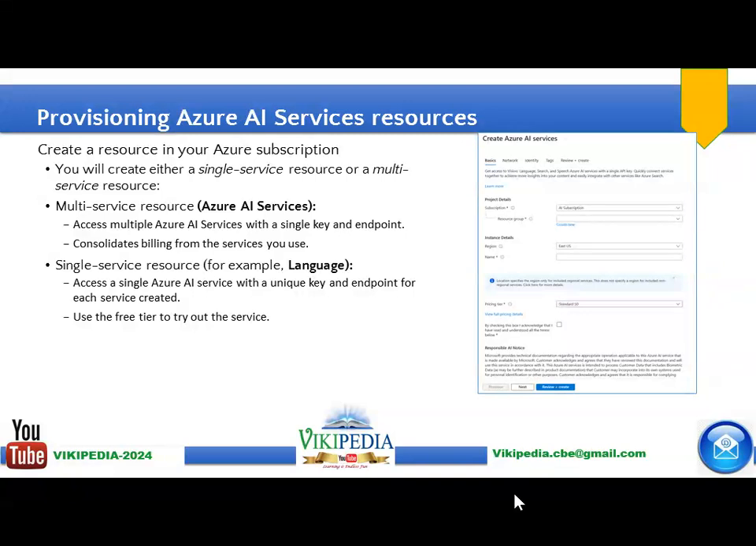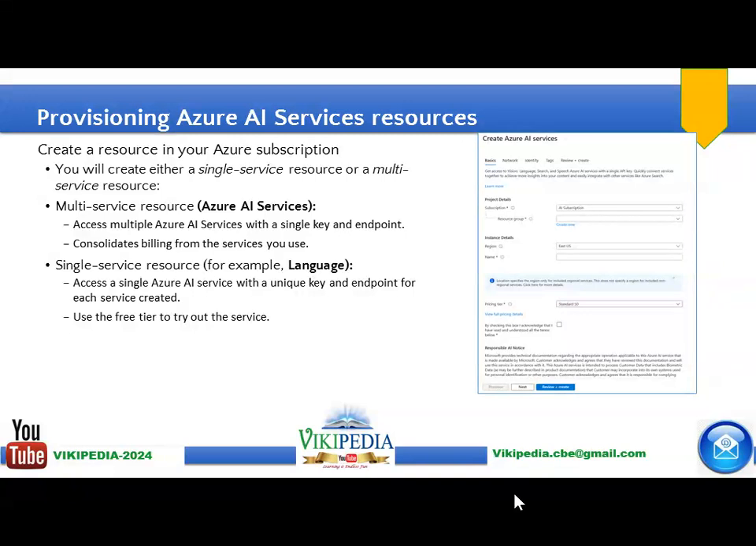If you are going to include only one, then you can create a service type called a single service resource. Or else, if in your project or application you want to access more than one kind of Azure AI service, then you can create a multi-service account.